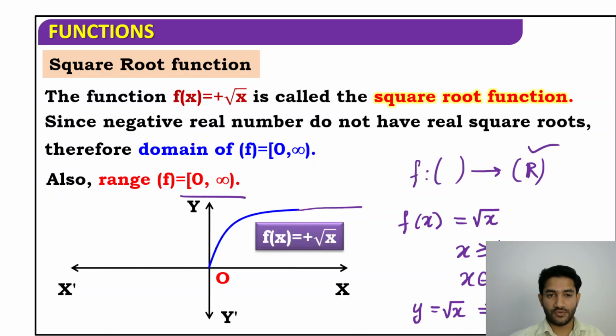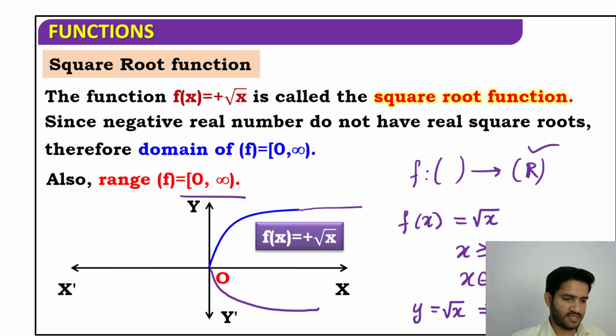So f of x equal to plus root x. What will happen if it is minus root x? Because there is a doubt why we are using plus root x. Minus root x means this portion. You will get minus root x.